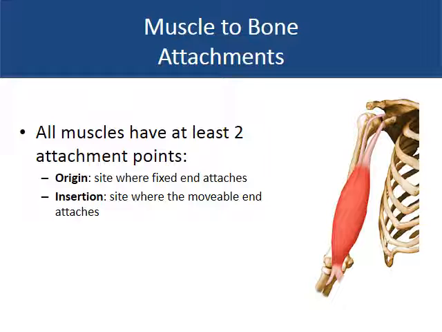Now let's talk a bit more about how muscles function and how they attach to the skeleton. All muscles have at least 2 attachment points. The origin is where the fixed end of the muscle attaches, and the insertion is where the movable end attaches. So on the biceps brachii, for example, shown here, the more proximal attachment to the scapula is considered to be the origin, and the distal attachment to the radius is considered to be the insertion. You'll learn the attachments and actions of specific muscles in the lab portion of this course. But for the purposes of this class, we won't worry too much about which attachment point is the origin versus the insertion.